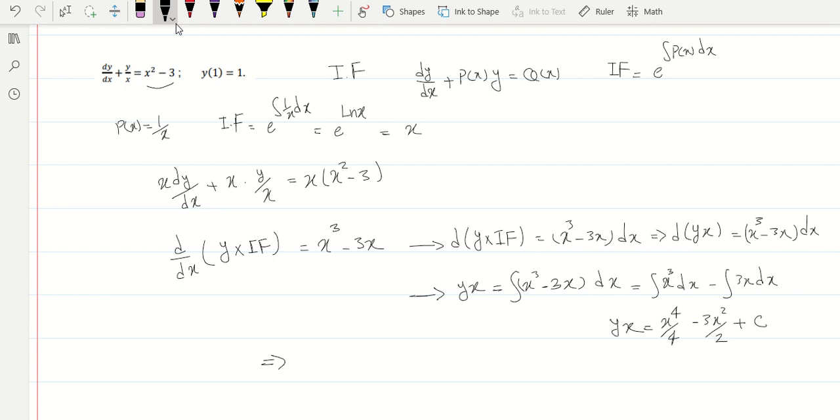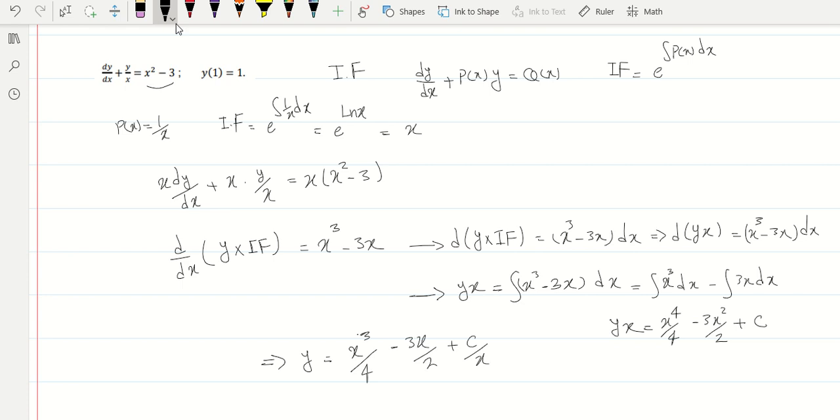So now I can easily rewrite the equation, which is y is equal to x to the, I'm just going to divide both sides of the equation by x, so I will be left with y on the left hand side only. So it would be x cubed divided by 4 minus 3x divided by 2 plus c over x.